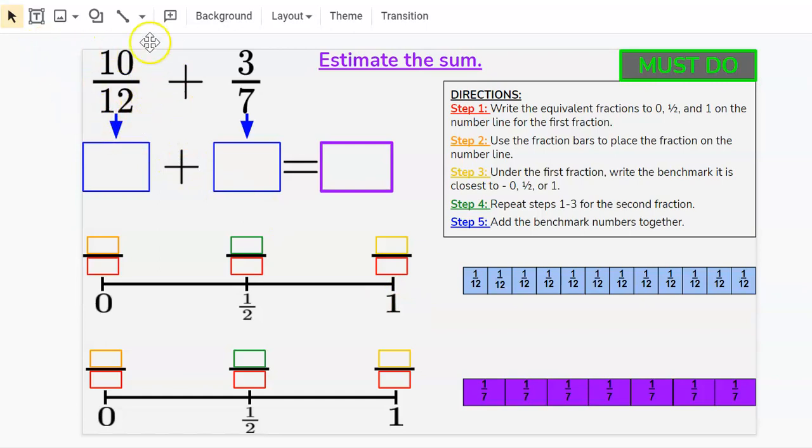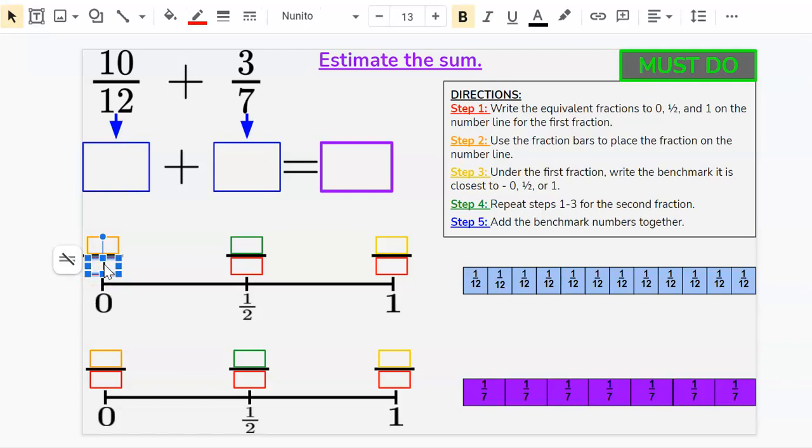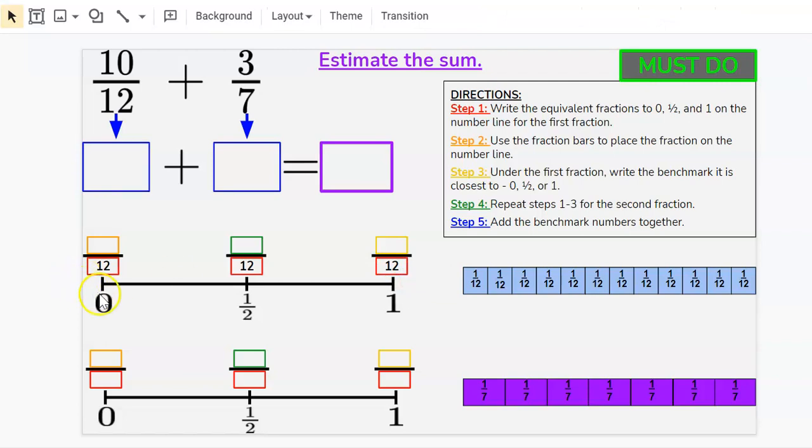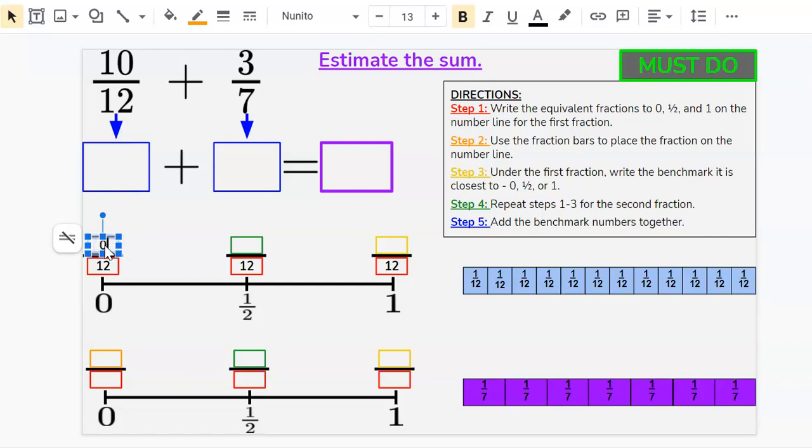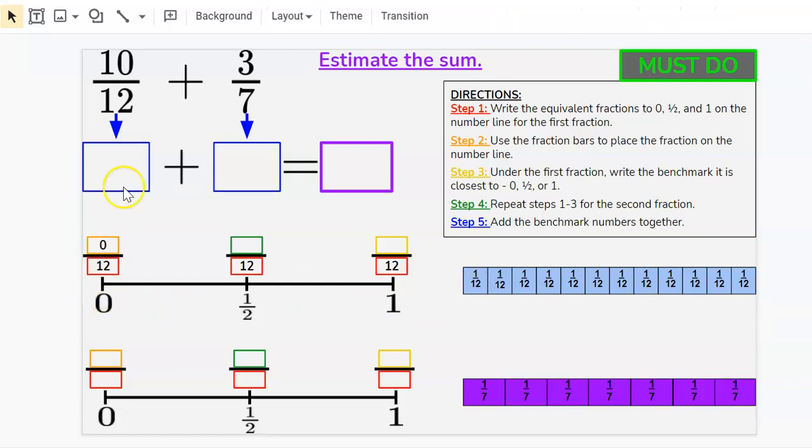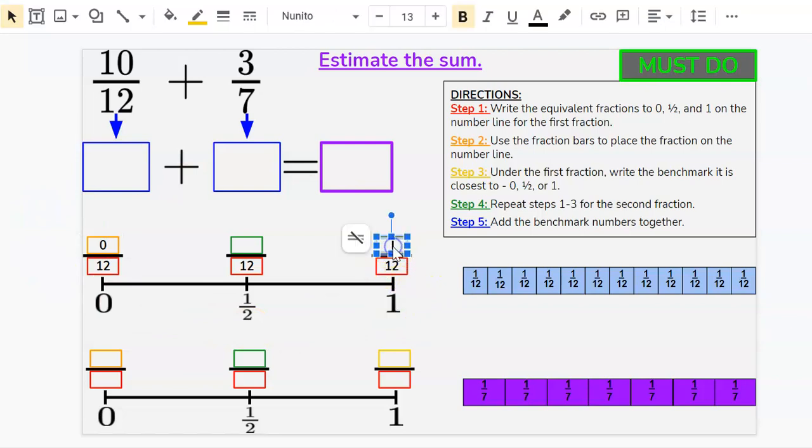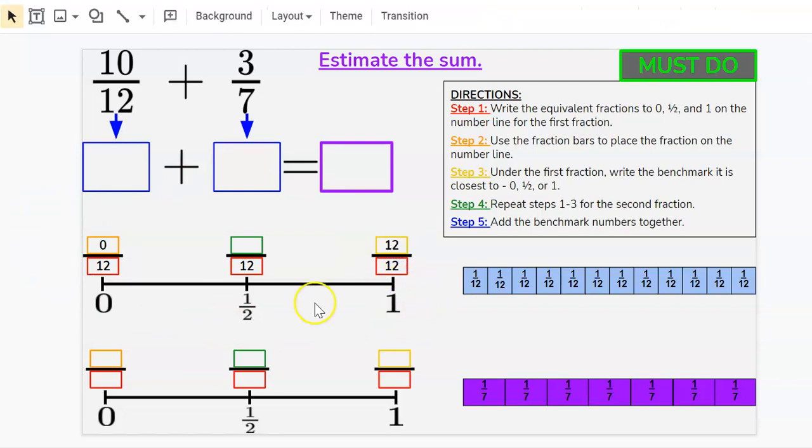This fraction is 10/12, meaning it is out of 12. So our 0, 1/2, and 1 whole, the equivalent fractions, are all going to have 12 as their denominator. So that's what I'm going to start with. 0 would be the same as 0/12. That means if I had the whole thing, 1 whole, would mean I have every piece, so it would be 12/12. 1/2 would mean that I have half of my 12 pieces. Half of 12 is 6 because 12 divided by 2 is 6.